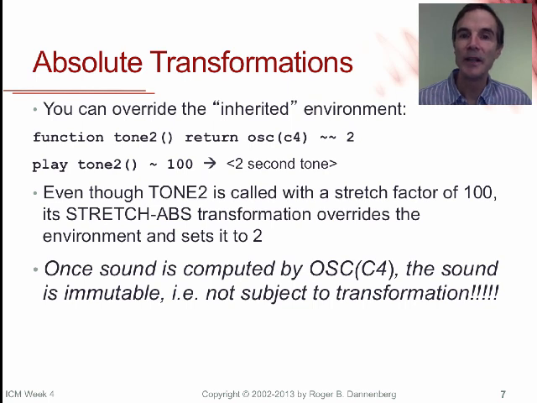You can override the inherited environment by using special operators. The absolute stretch operator is 2 tildes. So, for example, if I say tone 2 returns OSC absolutely stretched to 2, what that means is the environment seen by OSC is going to have a stretch factor of 2 no matter what. So if I play tone 2 and apply a stretch factor of 100, or even an absolute stretch factor of 100, that will be overridden inside of tone 2, and the value returned will always be a 2-second tone.